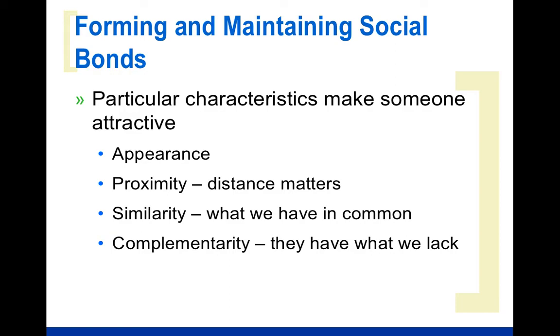Obviously, similarity makes a lot of sense. What we have in common with other people attracts us to them. If we have similar interests, hobbies, topics of conversation, and so on and so forth, this is obviously going to make us attracted. And then finally, complementarity. This is where we find things in others that we don't necessarily have, but we really like about them. A lot of people in romantic relationships appreciate having partners that are good at things that they're not, so that they can complement one another, and vice versa.